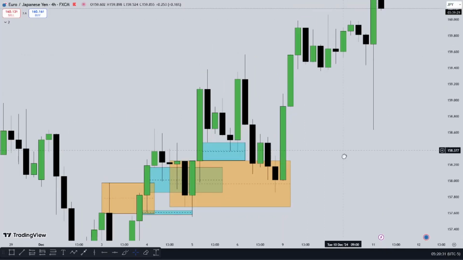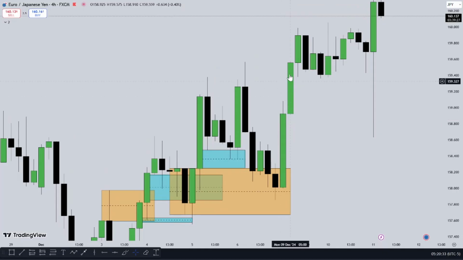Price traded higher, created 3 up close candles. Now, the moment price used this impulsive move to trade through these 2 down close candles, making a change in state of delivery, it makes these 2 down close candles an order block.